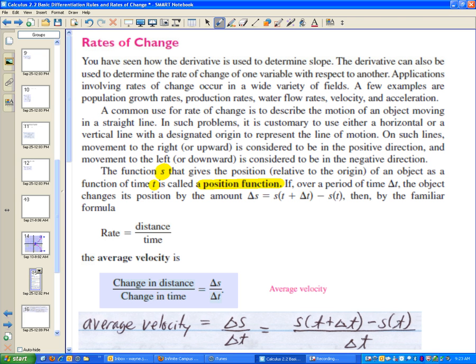If over a period of time, delta t means change in t, change in time, the object changes its position by the amount delta s equals s of t plus delta t minus s of t. Okay, I could be losing you here at this point.